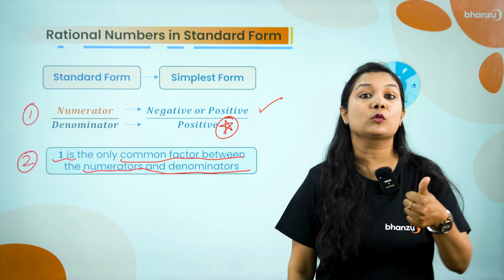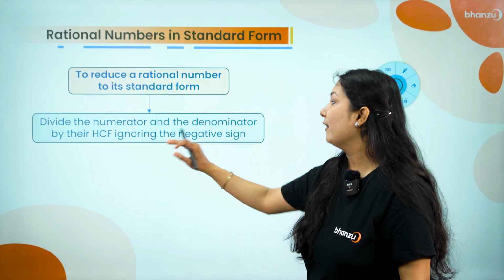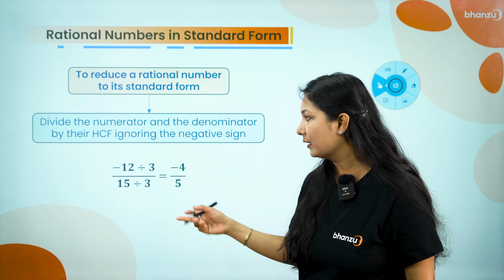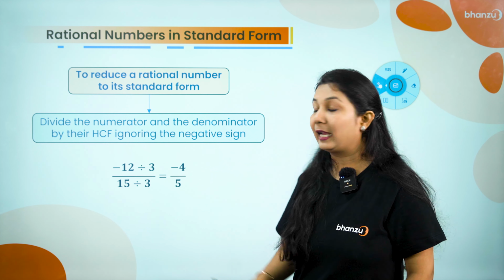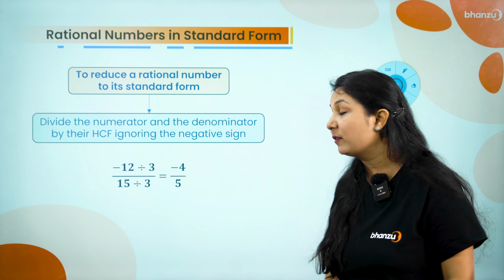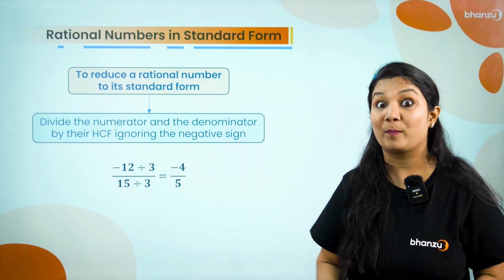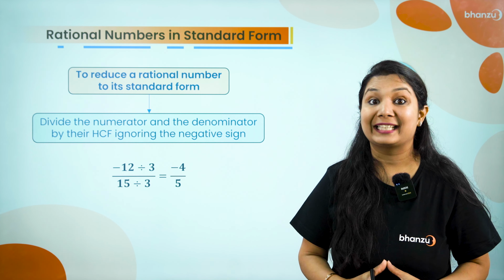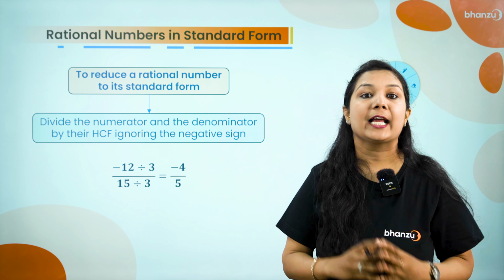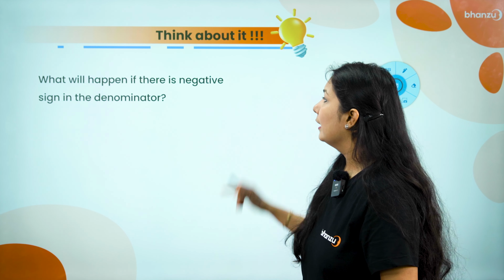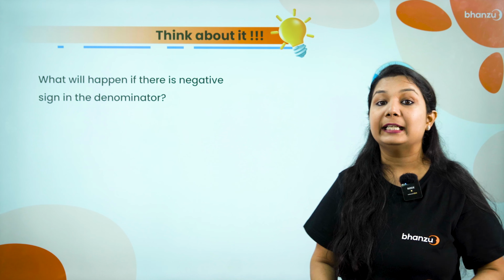Right? Let's move to the next one now. To reduce a rational number to its standard form, first is divide the numerator and denominator by their HCF, ignoring the negative sign, right? Ignoring the negative sign, and then put it back. So we have divided by 3, which was the highest common factor. We got the standard form minus 4 by 5, and here you can see the denominator is positive. So these are the two important things you should check before you say that a rational number is in its standard form.